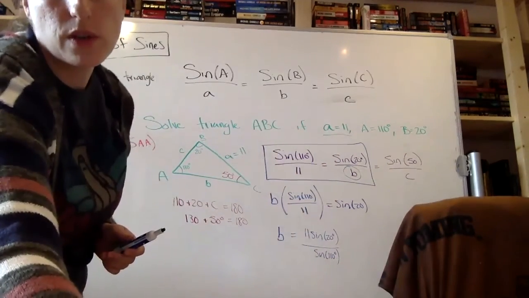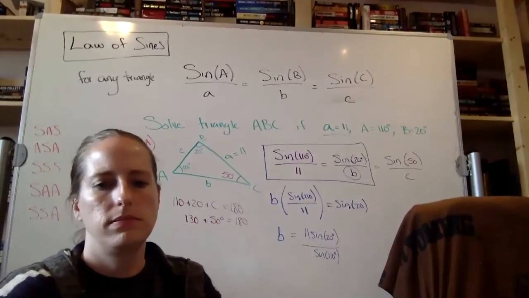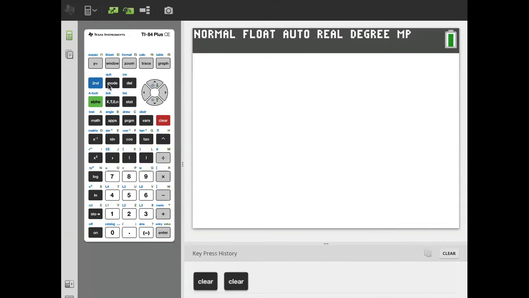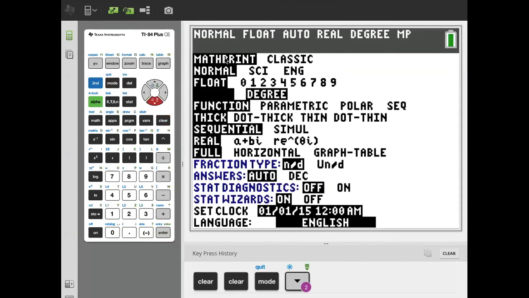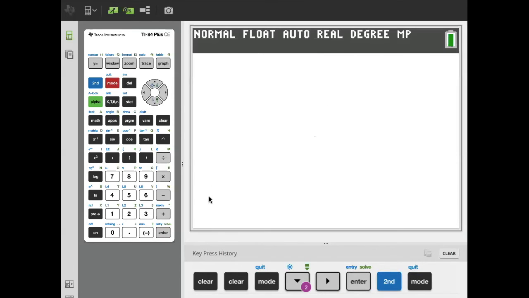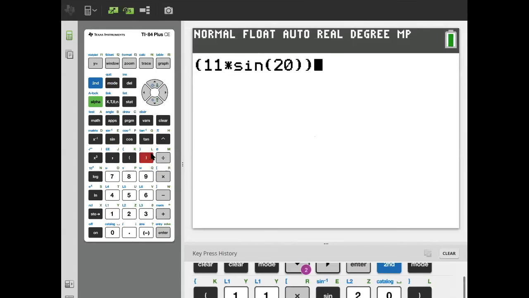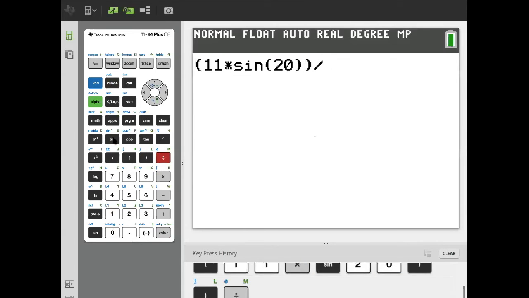So I'm going to switch over to calculator view here. Okay, I'm going to go ahead and do a quick check. I'm in degrees. Yep, this guy's in degrees. Good to go. Okay, so we had 11, and I'm just going to put an extra parentheses. These shouldn't be necessary by order of operations, but I like to err on the side of caution. So 11 sine of 20 degrees divided by sine of 110 degrees.